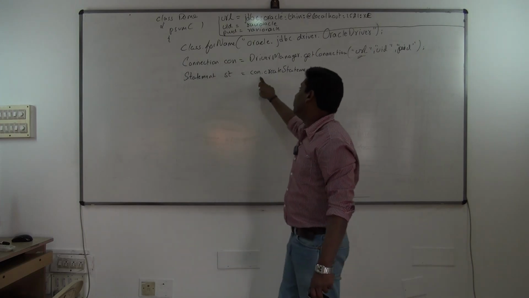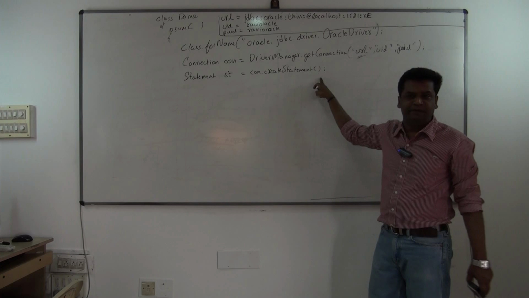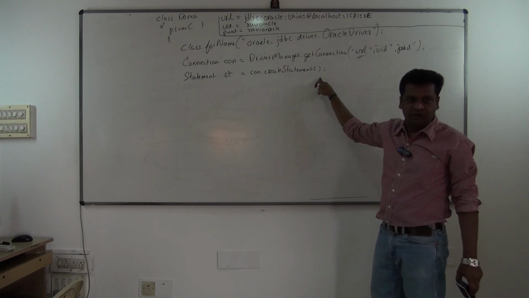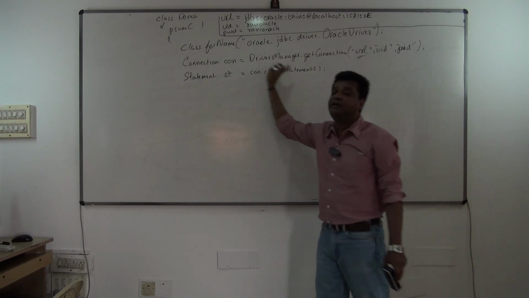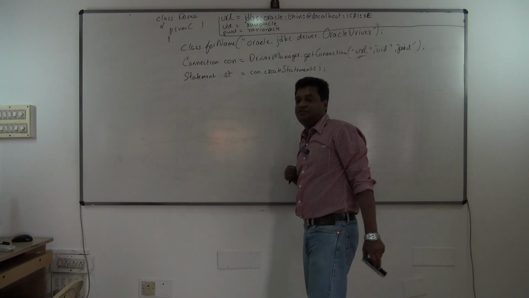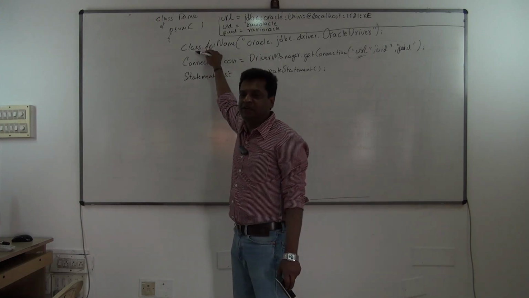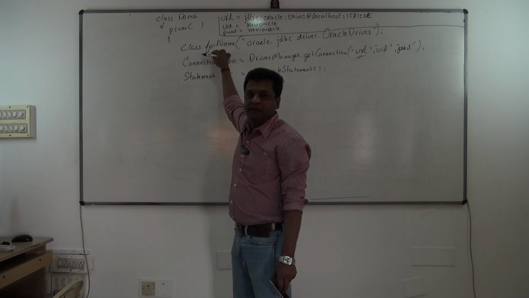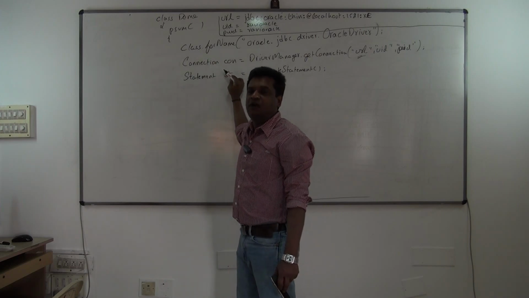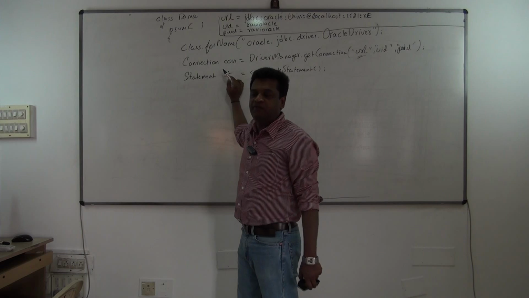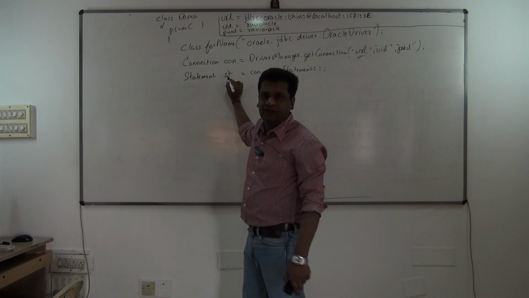In this interface, if I call the method con.createStatement, what will happen now? It will return one more interface called Statement. So these three steps are over now. Step 1 is load the database driver. Step 2 is get the connection. Third step is create the statement. Fourth step is execute the SQL query.